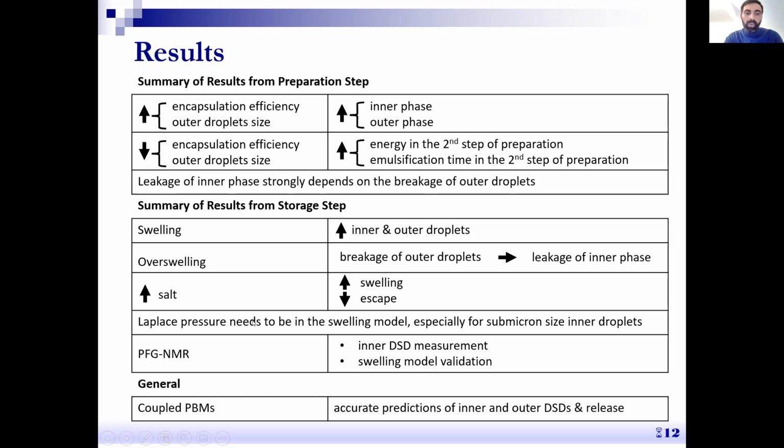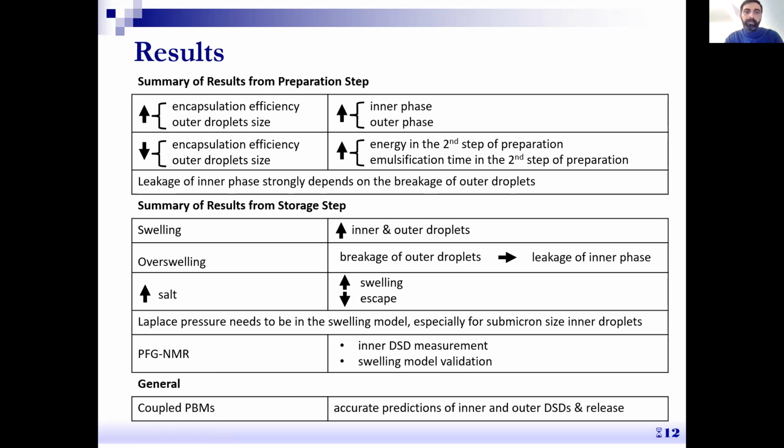And we also noticed, which is mainly this result is available inside the manuscript, that the Laplace pressure needs to be in the swelling model, especially for the submicronic size inner droplets in order to accurately predict the sizes. And finally, we established the method to find the size of inner droplets based on the NMR method and also validate our swelling model. As a general conclusion and result, we can say that the coupled population balance models are a good tool to accurately predict the size of inner and outer droplets and also the encapsulation efficiency or release inside the system.